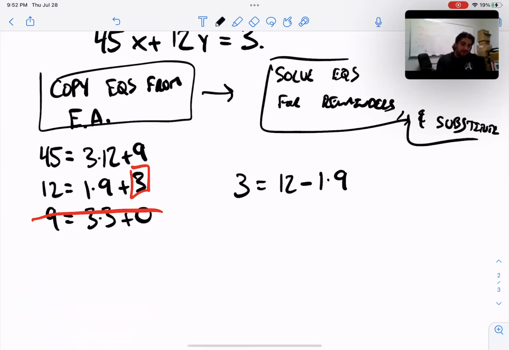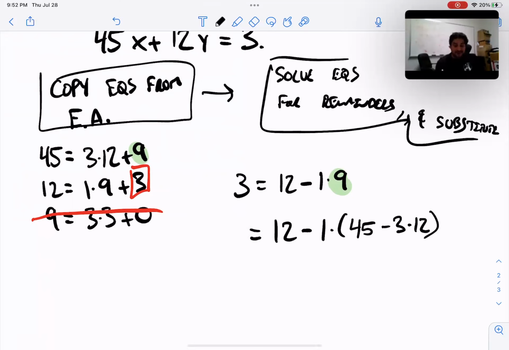So what do I mean by that? Well, this next equation tells me I could solve it for a 9, right? So solve it for 9 and substitute that for 9 in this equation. So what is 9? Well, the Euclidean algorithm tells me that in this context, the way I want to think of 9 is as 45 minus 3 times 12, right? That's what I get if I solve for 9 in the Euclidean algorithm equation.